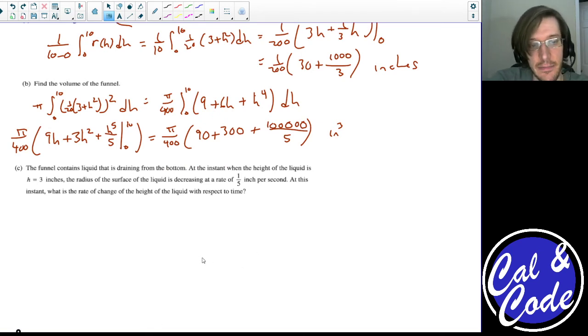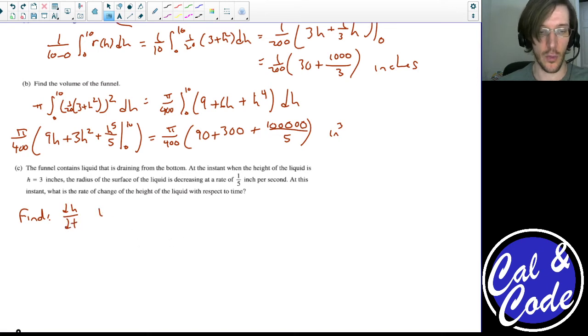The funnel contains some liquid that is draining from the bottom. At the instant when the height of the liquid is 3 inches, the radius of the surface of the liquid is decreasing at a rate of 1/5 inch per second. So you know what this sounds like to me, guys? Sounds like related rates. So what are we trying to find here? Well, we're trying to find the rate of change of the height, when the height is 3.